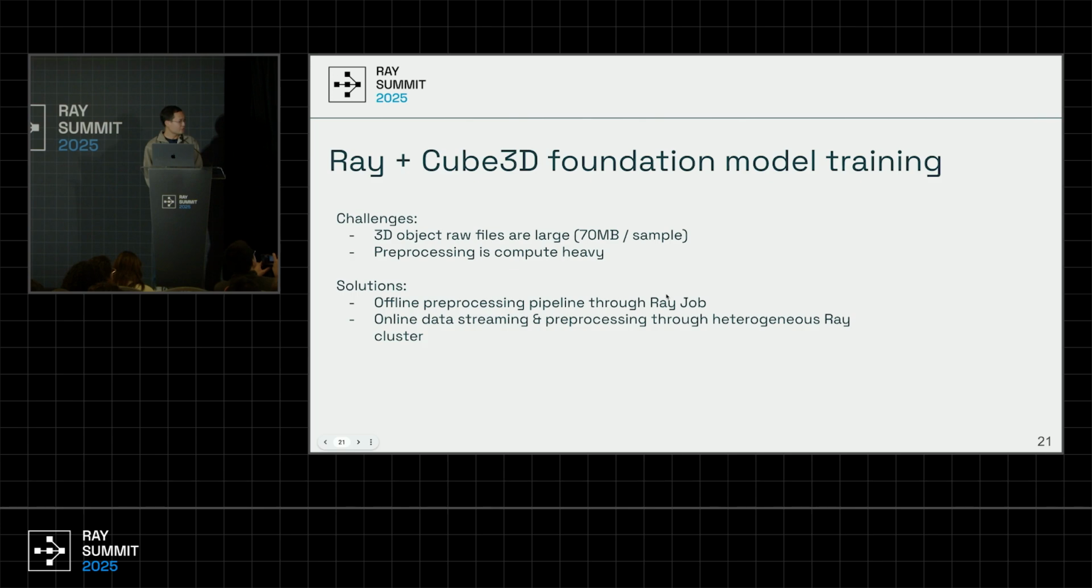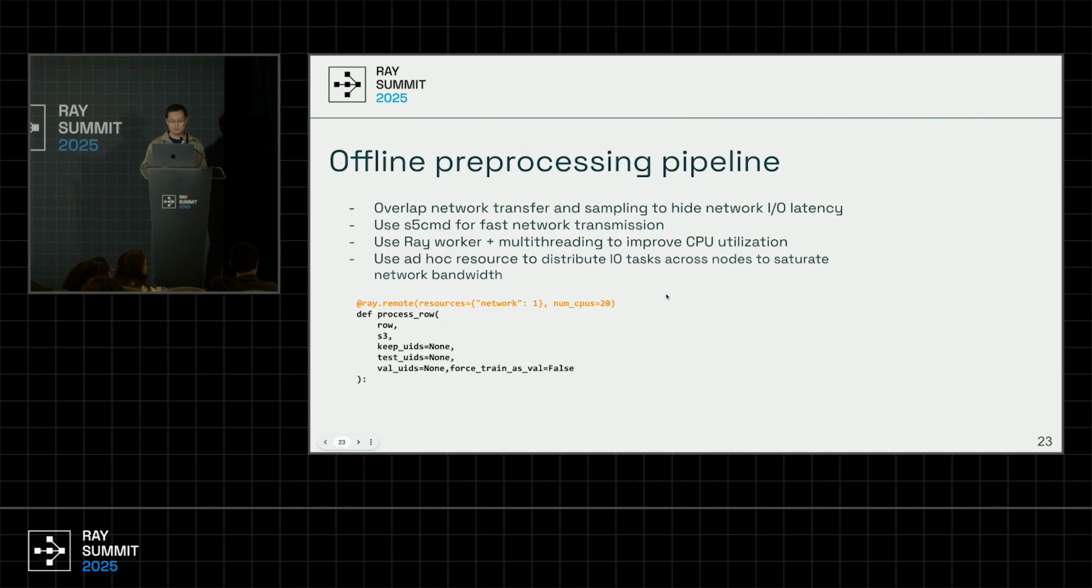So to solve this challenge, we figured out two solutions. One is to use the Ray job to do the data pre-processing offline. The other approach is more audacious: streaming and pre-processing the data on the fly as we train. We use a Ray heterogeneous cluster to achieve this.